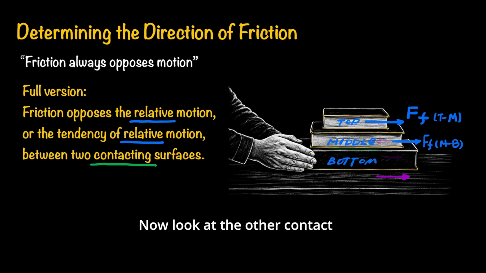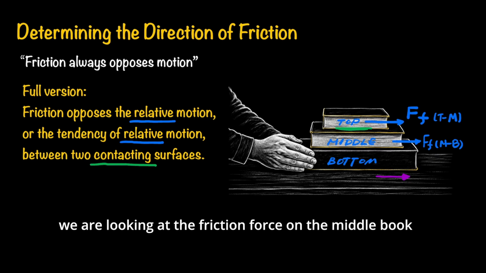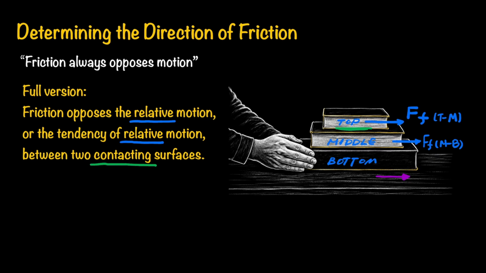Now look at the other contact, the one between the middle and top books. We already found that the friction force on the top book points to the right. But this time, we are looking at the friction force on the middle book, from the middle book's point of view. So let's use the same method again.